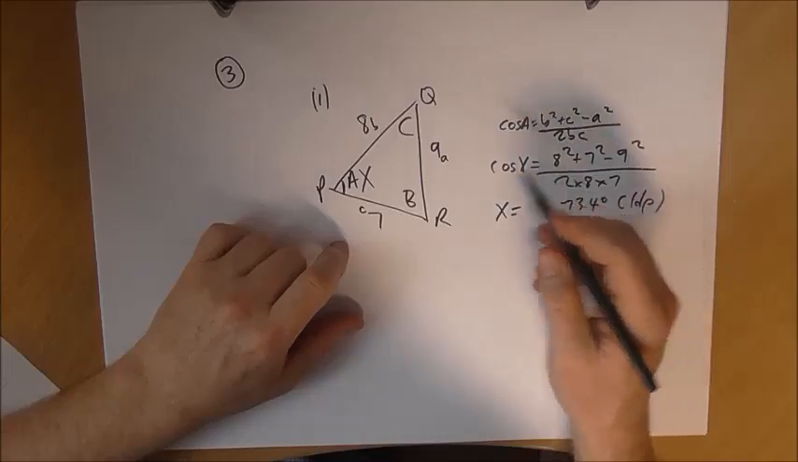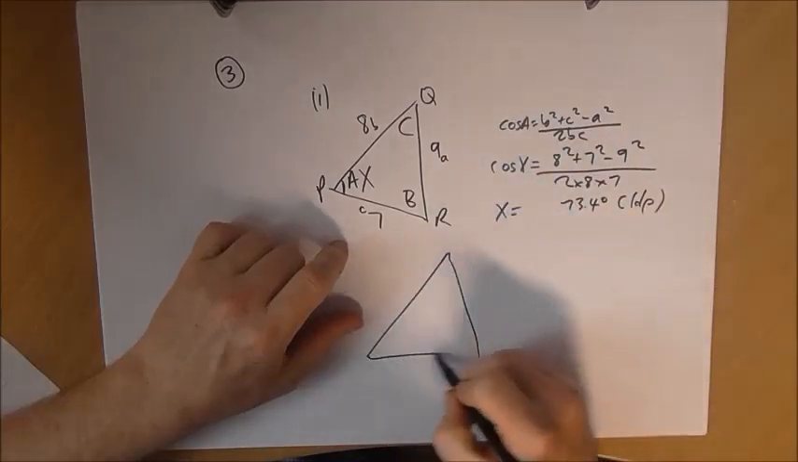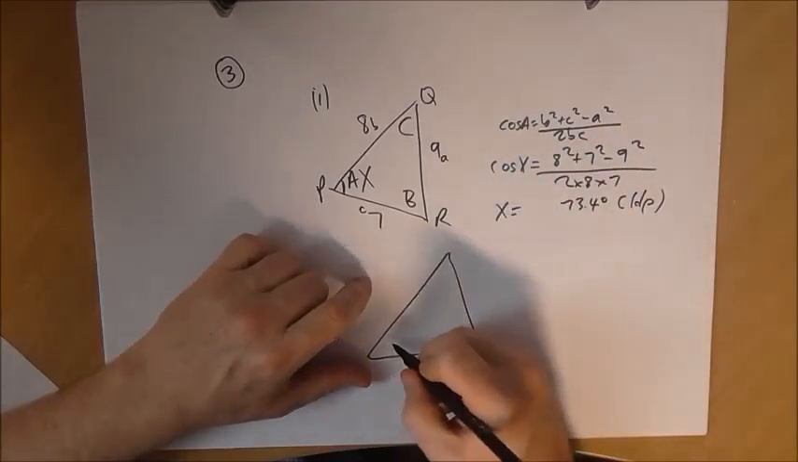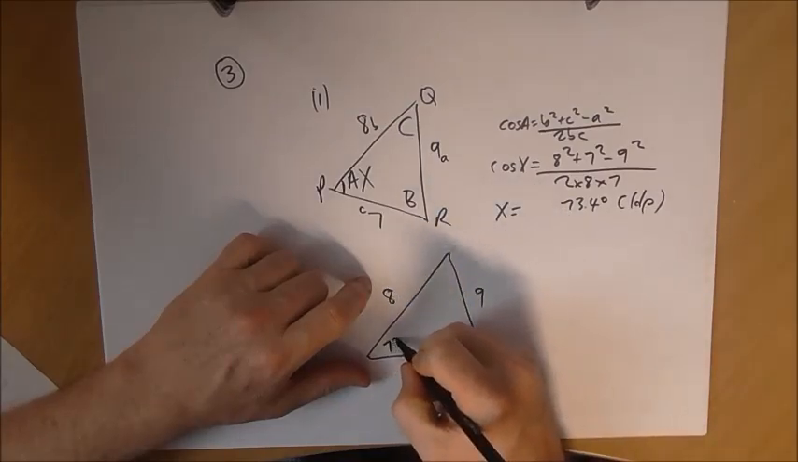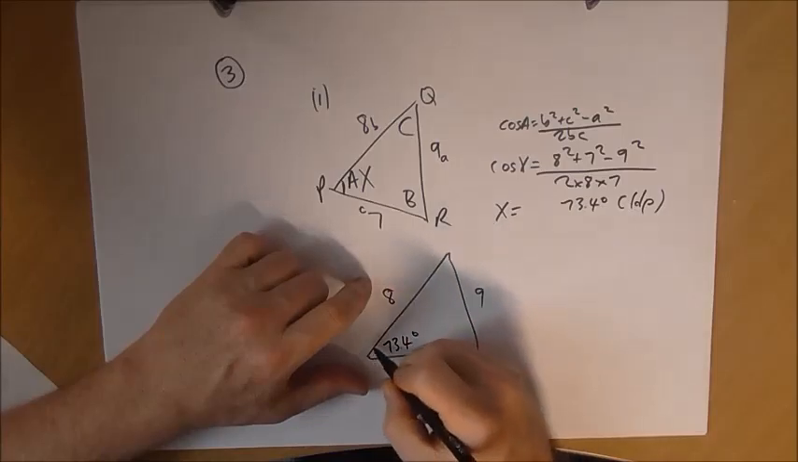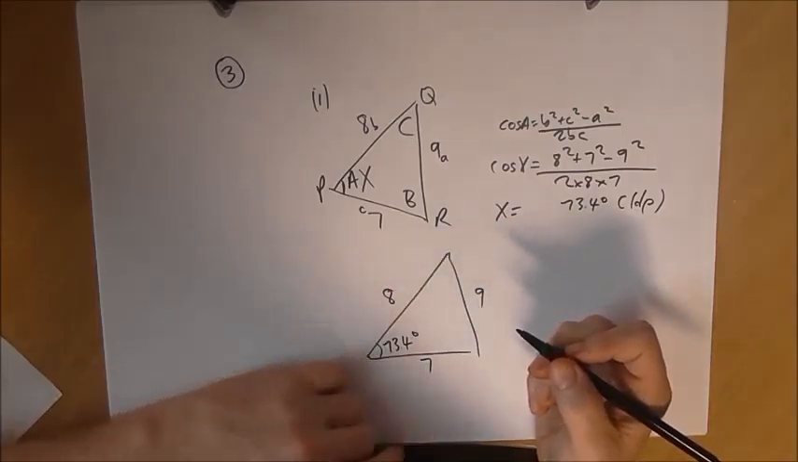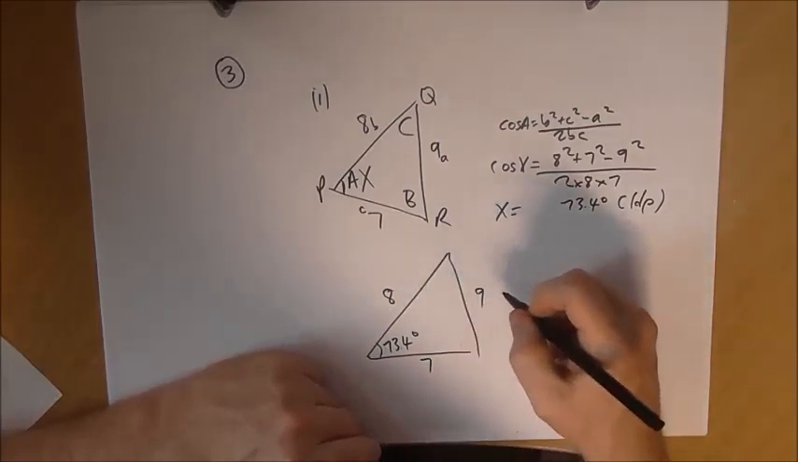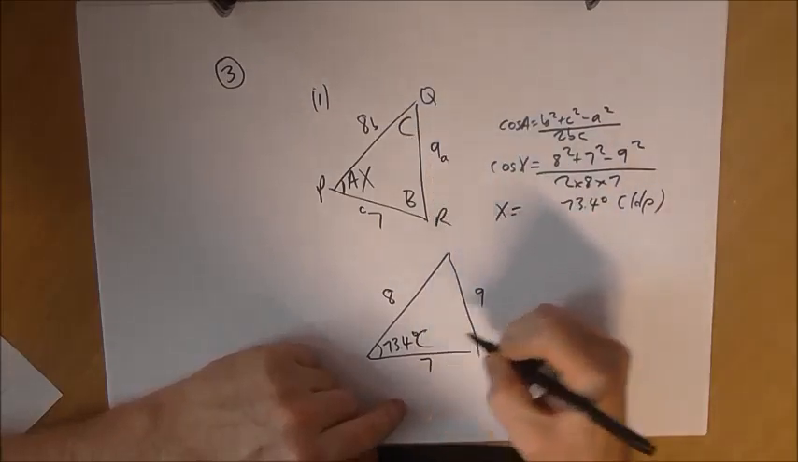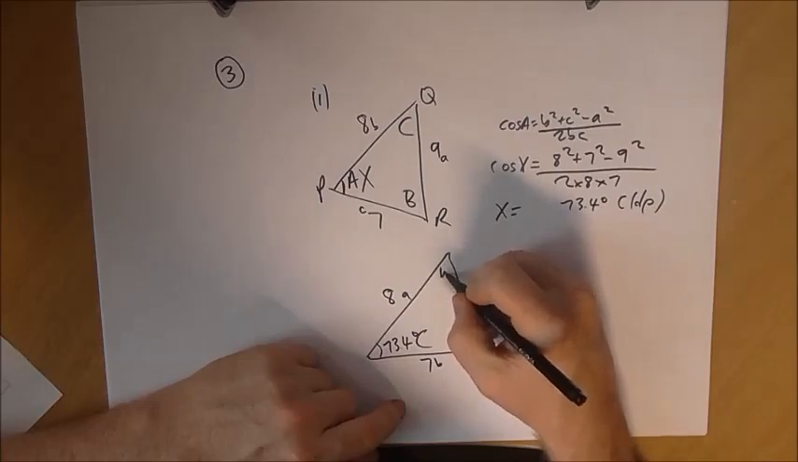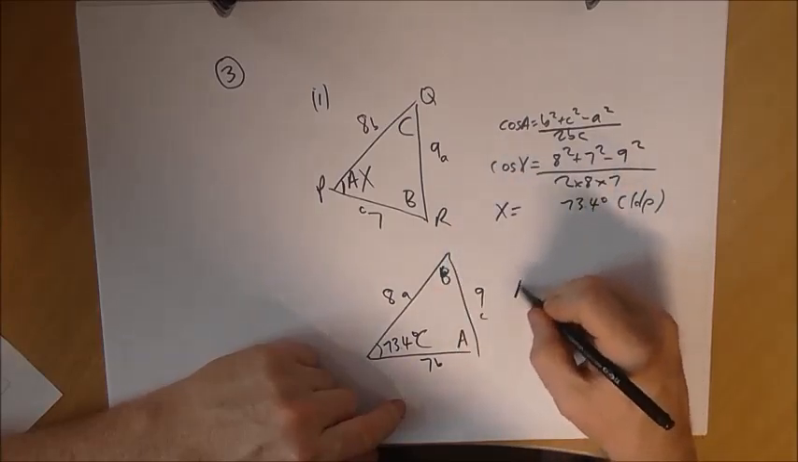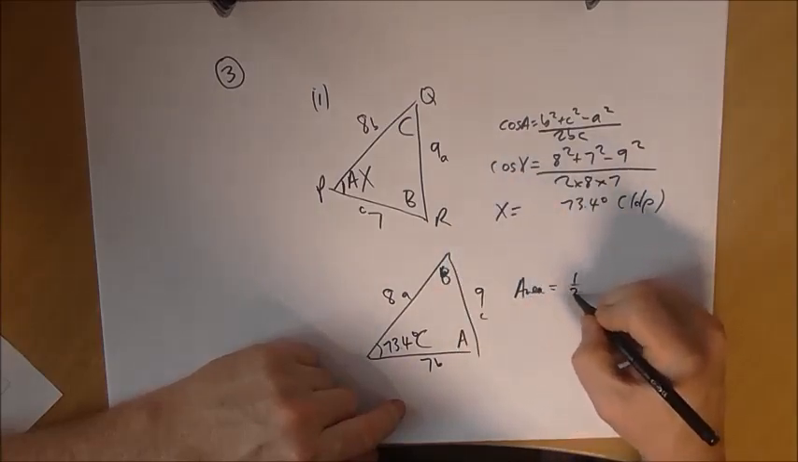Now that we know that, we can draw the triangle out again, just to avoid getting confused. We have an 8, we have a 7, we have a 9, we have a 73.4. So relabel the triangle. You don't have to stick to this labeling. You go C, C, A, B, B. Why am I labeling it like that? It's because the area of a triangle is half AB sine C.